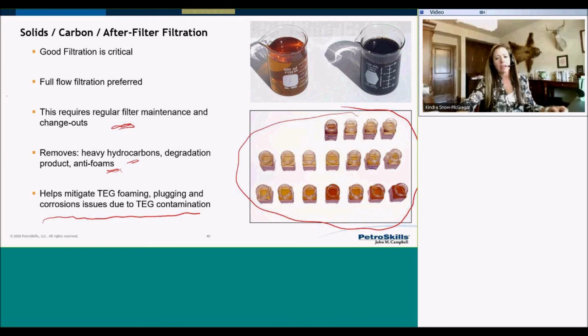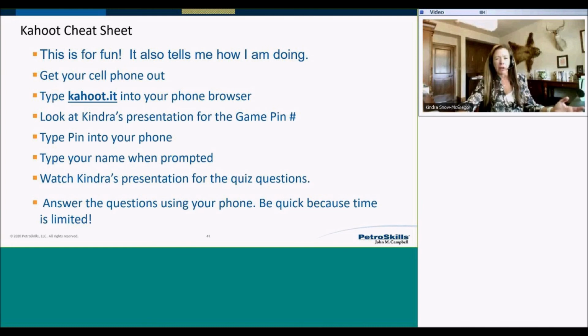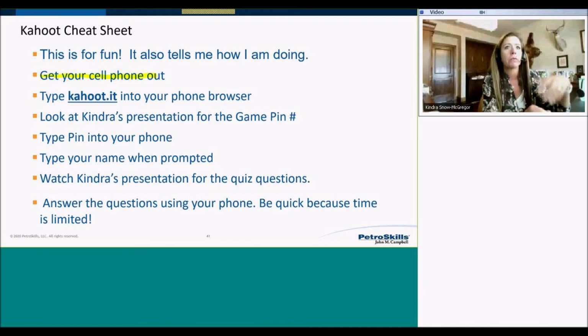So here's the thing. We're going to play a game. I don't know how many people are still online, but I think we can only get maybe 100 people logged in. It's a really fun quiz, so I hope that you guys try it out. This is the Kahoot cheat sheet here. So get out your cell phone. You can play on your phone. If you're sitting at your computer, you can play it on your computer.